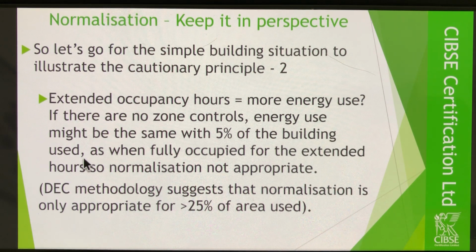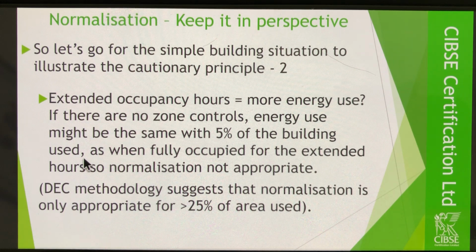The other one that's used in DECs, extended occupancy hours. At first inspection, that might seem a bit of a no-brainer. If you start out with a building being used 8 hours a day, and that's your reference year, and then later on you start using it in the evenings, so it goes to 10 or 12 hours a day, you'd expect the energy use to go up because you're using it for more hours. But what about if there's no zone controls? What about if the building was being used a bit, but not enough to really trigger thinking about normalising for extended use? I mentioned this is in the DEC methodology. The guidance there is you only justify normalising if more than 25% of the area is being used for those extended hours.